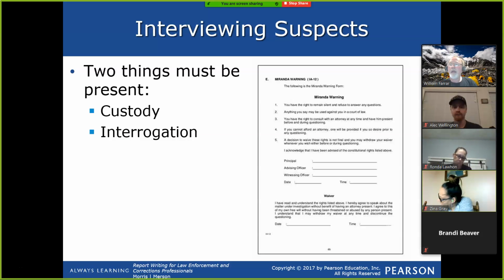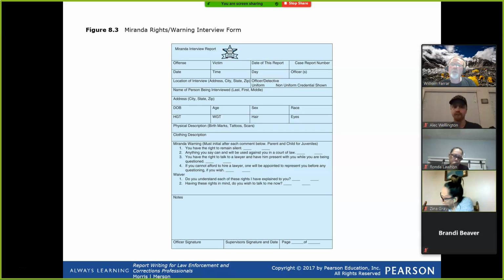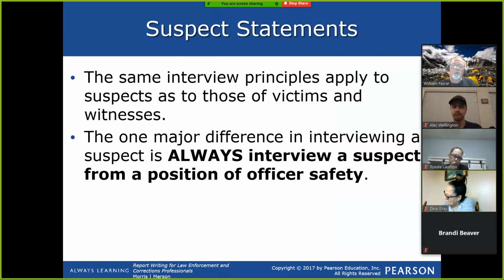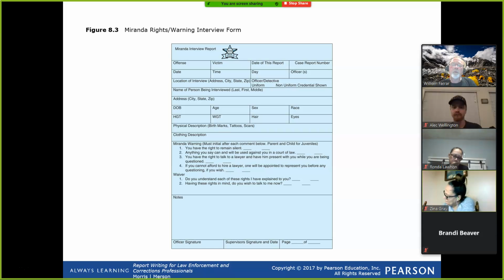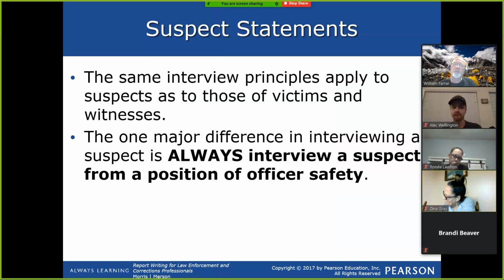So having it in writing isn't a bad thing to be able to bring to court, put with your report, if in fact they say, well, the officer didn't read me my rights. Well, I have this form right here. But always make sure you're doing it on video or at least audio, so that way they can't turn the tables on you in court. Your textbook has a couple of forms, but they all pretty much look the same.